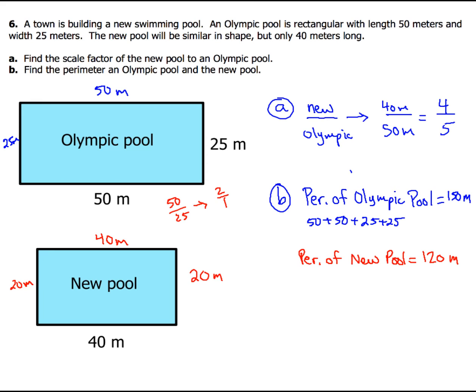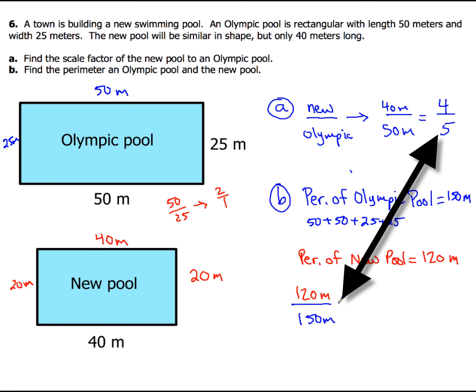Now, one of the things you can do to check this real quickly, just to make sure that we did everything properly, is we want to take a look at our ratios of the new pool and the Olympic pool, because we came up with a scale factor of 4/5. So what I want to do is take that same idea and see if, when I take my ratio of my perimeters, they reduce down to that 4/5. So my new pool has a perimeter of 120 meters. Now my Olympic pool, that's got a perimeter of 150 meters. So what I want to do is compare that to my scale factor, and they should be exactly the same.